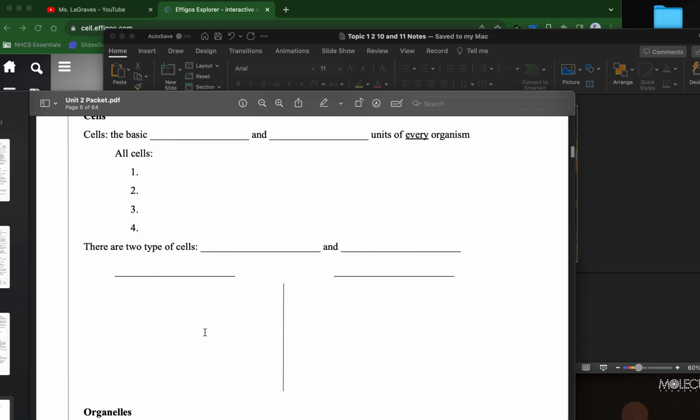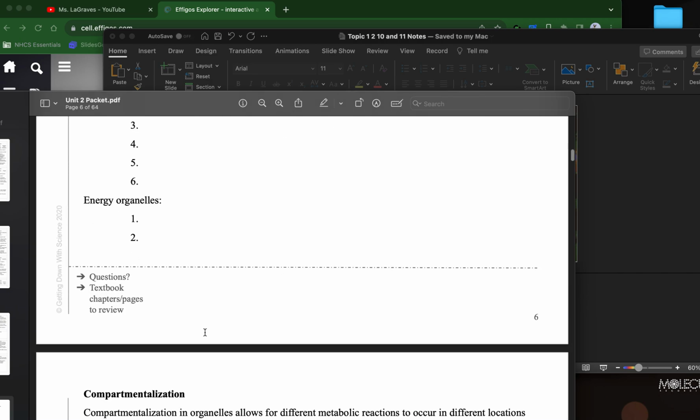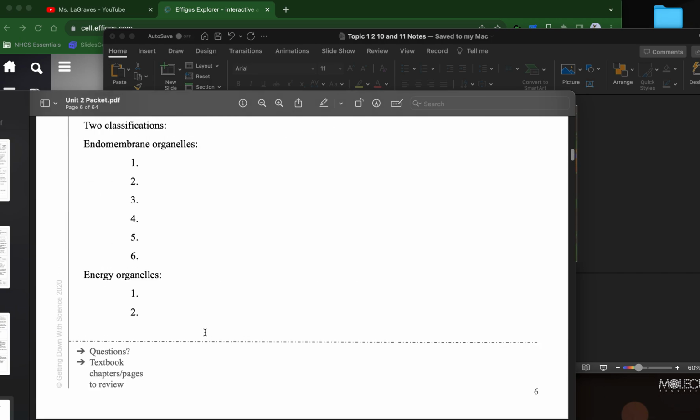So you're going to start your notes here on page 6. There are some reviews and some free response questions we're going to skip. Those are on pages 8, 11, 12, and 16. I'll tell you when those are skipped.